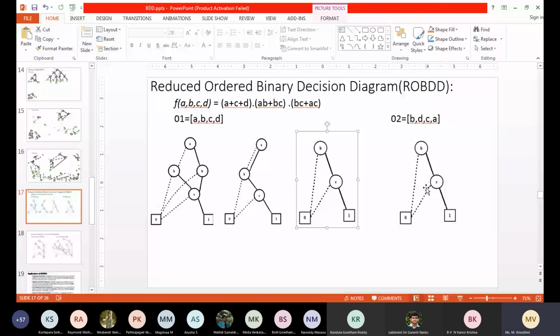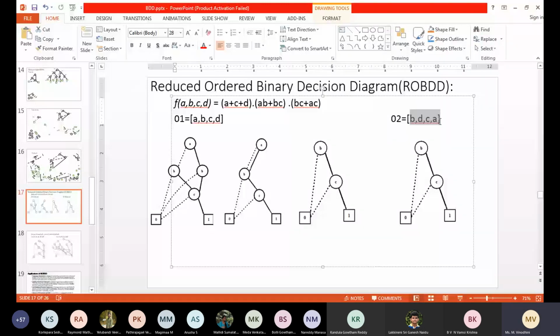Whether these two diagrams are the same? Look at the diagrams and tell me, is it the same? This binary decision diagram and this binary decision diagram, is it the same or different? Same. This I have drawn considering the order as A, B, C, D. This I got by considering the variables as B, D, C, A.